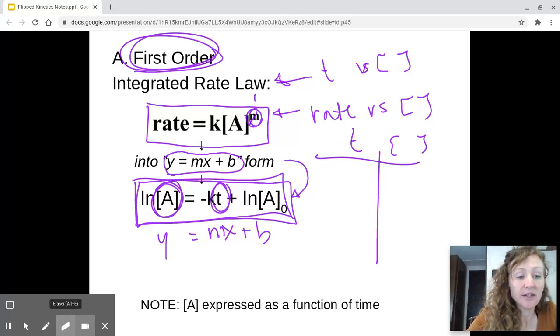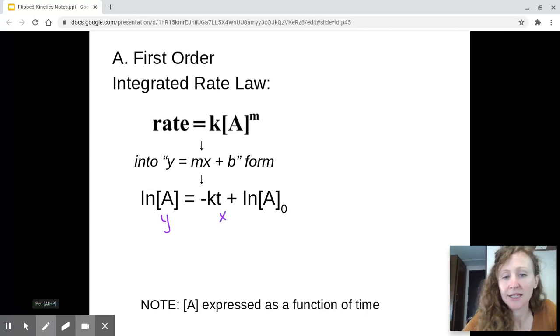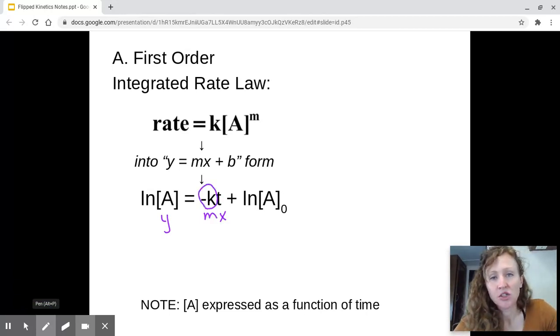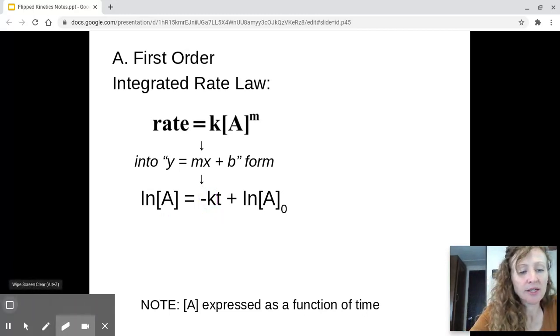Okay, a couple other things to notice off of this integrated rate law. If concentration is y and x is time, then slope is going to be negative k. So on this graph, your slope should be a negative k. Okay, so let's take a look at how this is used.